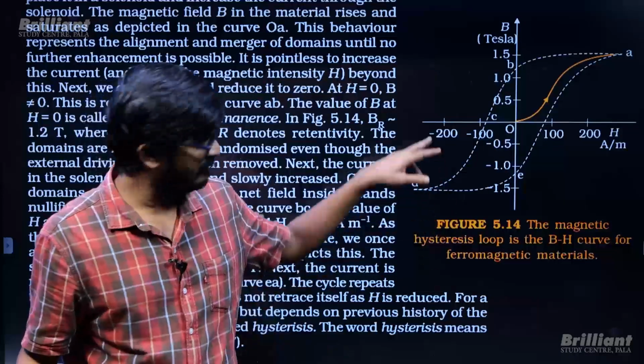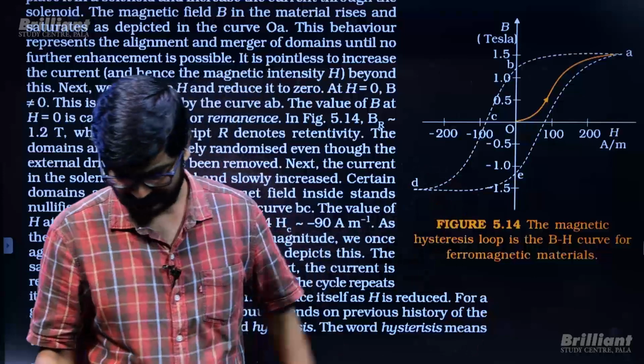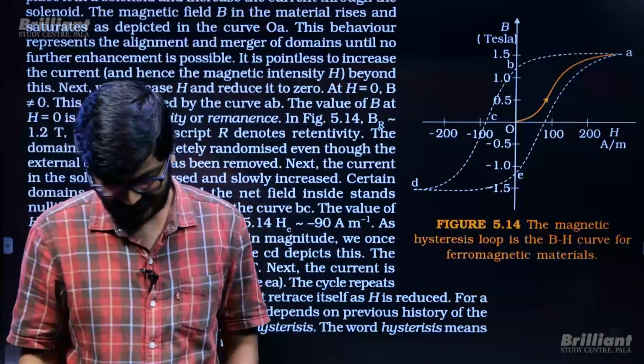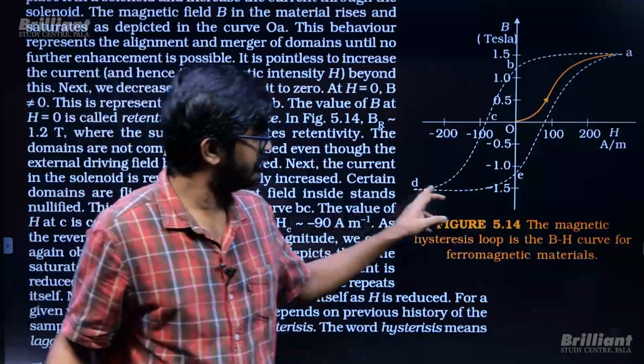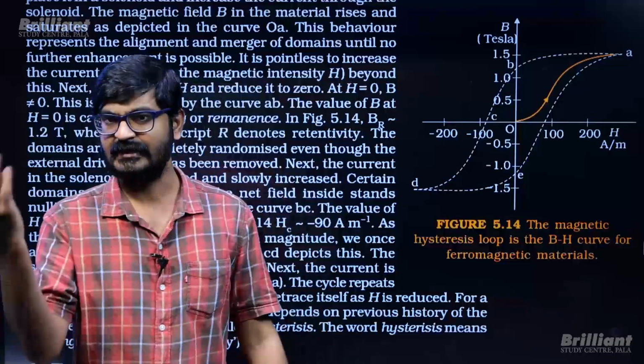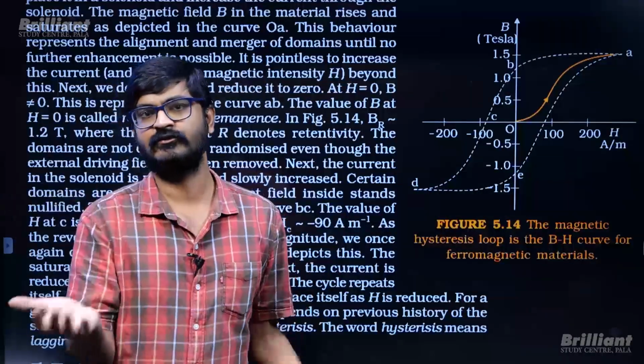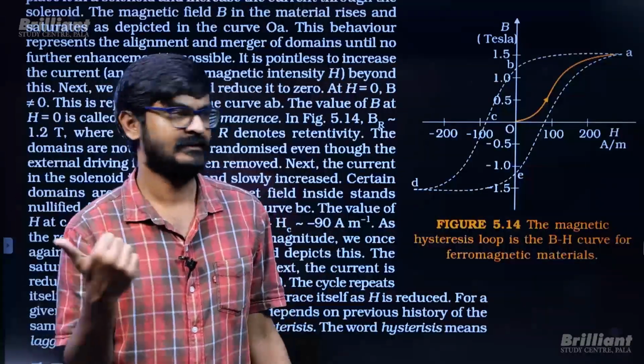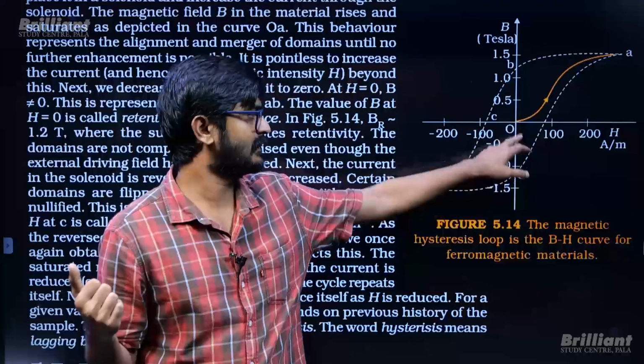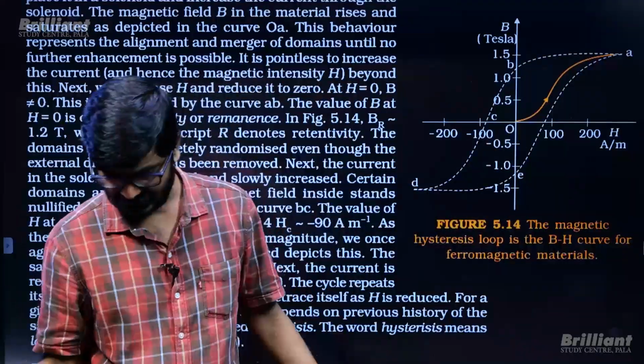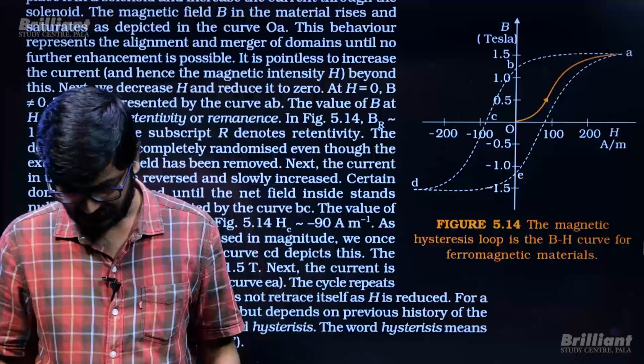The saturated magnetic field here is 1.5 Tesla. Next, the current is reduced, curve DE. Next, the current is reduced. Now the current is in this direction. Now if you make the current 0, what is happening? When you make the current 0, still there is magnetic field in this direction, which is around 1 to 1.5.